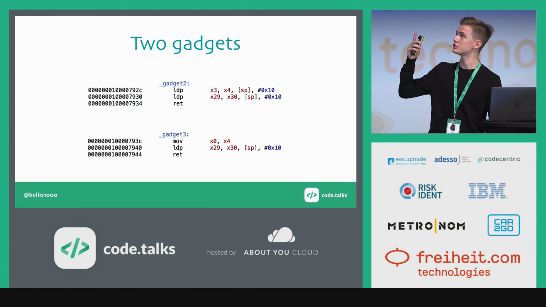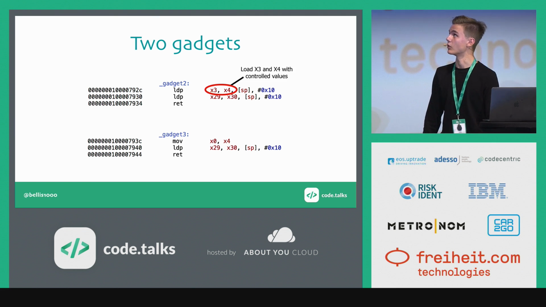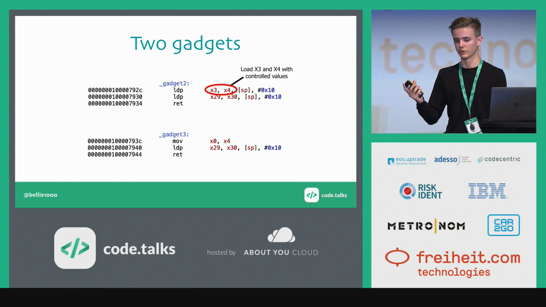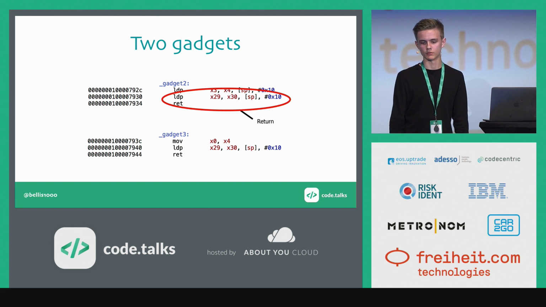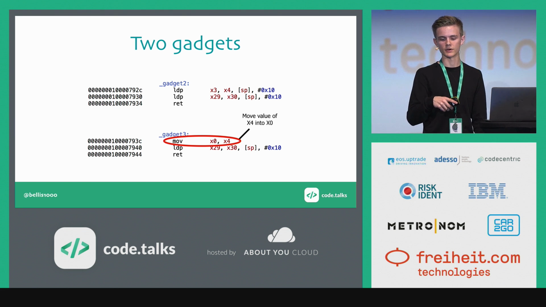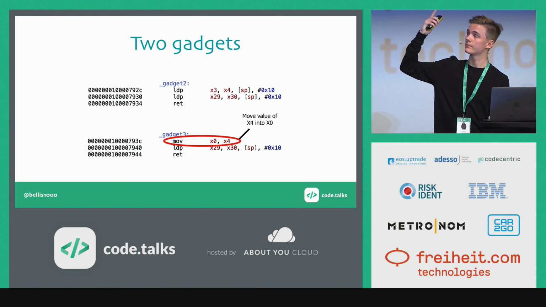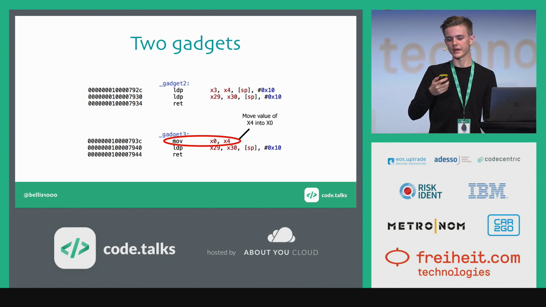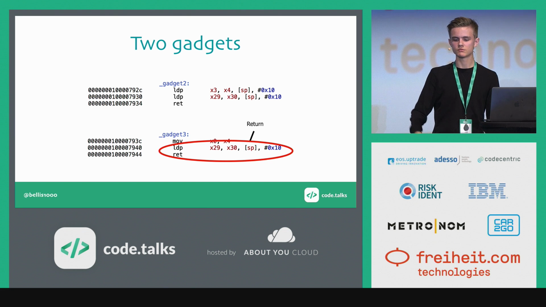So in this case, we have two stages to control x0. The first gadget allows us to control x3 and x4 by loading values from the stack, which we'll control because that's on our fake stack now on the heap. So we can use this gadget to control x3 and x4, and then it will return. And then we have another gadget, which is going to move x4 into x0, which is the one we actually want to control. And we would have just controlled x4 with the first gadget. So this gadget will then control x0, and again, it will return. So it's just taken in two stages rather than having one gadget.